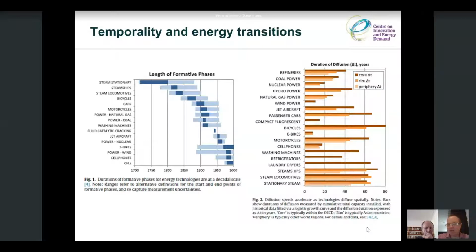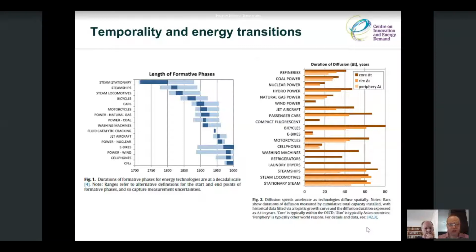The formative phase is that phase of basic research, R&D, commercialization, all the way up to the point at which it's released into the market. And then the diffusion speeds are, once they've been invented and commercialized, how long does it take for them to diffuse and reach market saturation? So the really depressing thing is, to get the true length of diffusion, you have to add them together, the formative phases and the diffusion phases.